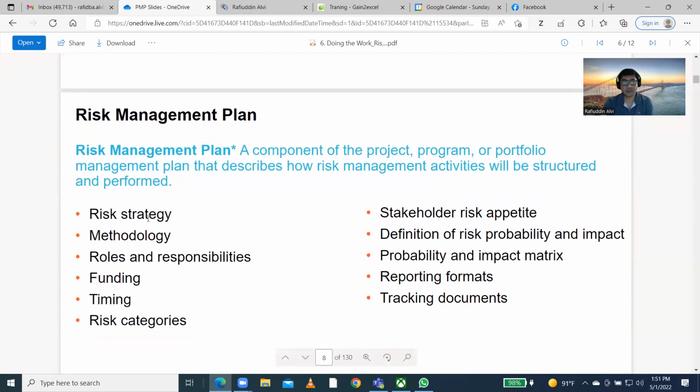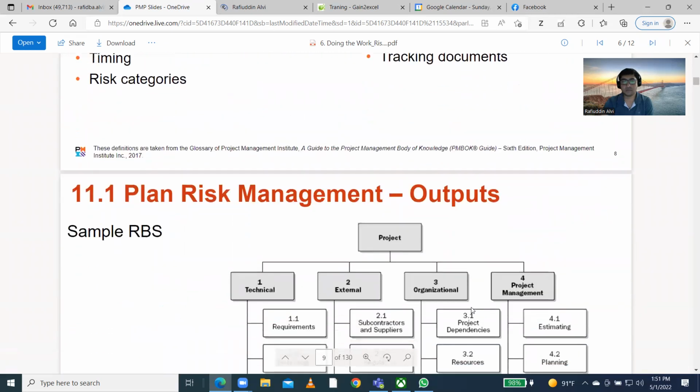Inside this, you have the risk strategy, meaning what kind of plan you will have for managing the risk. Then you have methodology, roles and responsibilities, meaning who will be taking care of those risks, funding, meaning what amount you are spending, timing, meaning what time it took, risk categories, stakeholder risk appetite, meaning how much risk they are able to tolerate, definition of risk, probability and impact matrix, reporting format, and tracking. These are the things which we are going to cover in more detail.